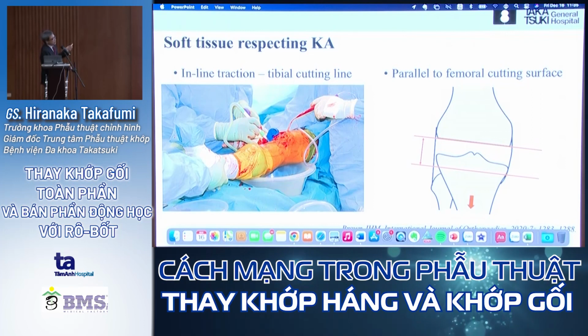In Japan and some limited countries, soft tissue respecting kinematic alignment is used. It is very simple. Cut the distal femur and then cut the tibia parallel to the distal femoral cut, like this. Then draw the line on the tibia surface and cut parallel to the distal femoral cut.